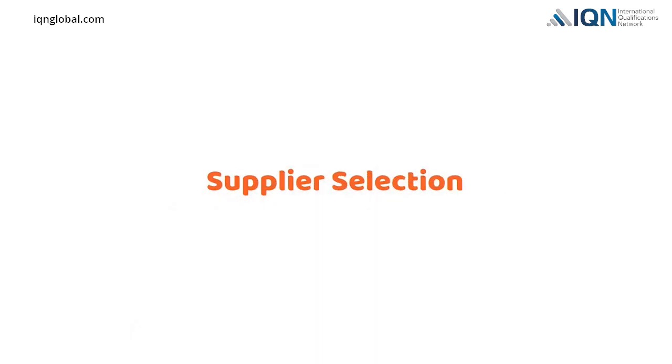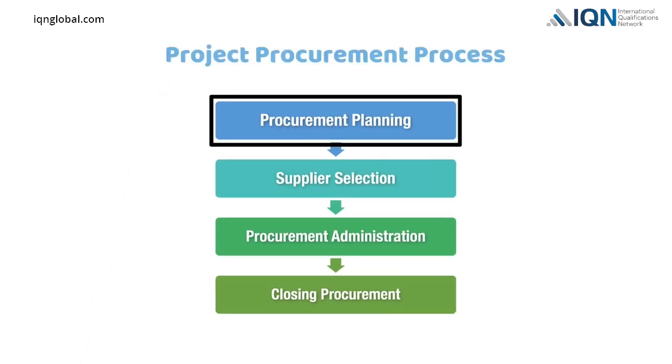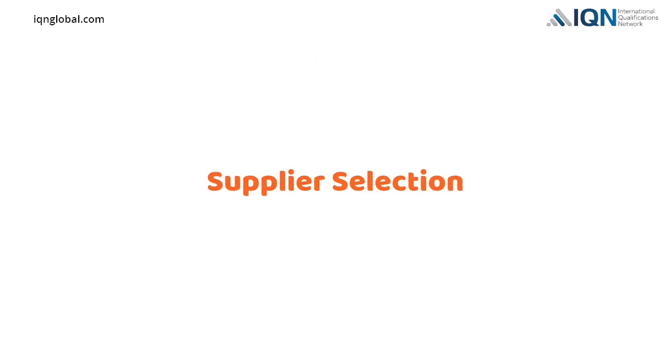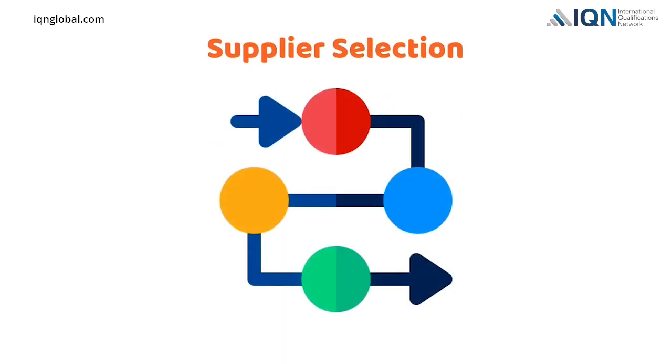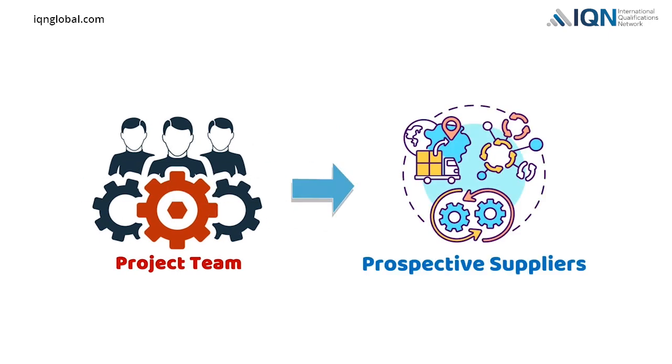Supplier selection. After procurement planning, the next step in the project procurement process is selecting the supplier. Supplier selection involves a number of processes. First, the project team needs to inform the prospective suppliers that the project has a procurement requirement.